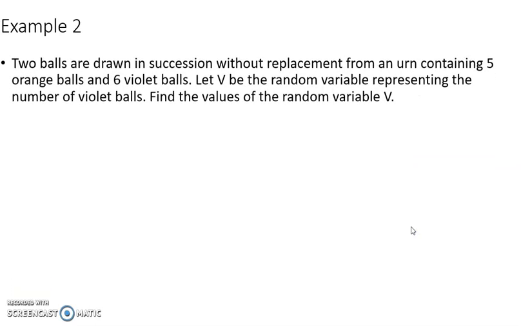Example 2. Two balls are drawn in succession without replacement from an urn containing 5 orange balls and 6 violet balls. Let capital letter V be the random variable representing the number of violet balls. Find the values of the random variable capital letter V.